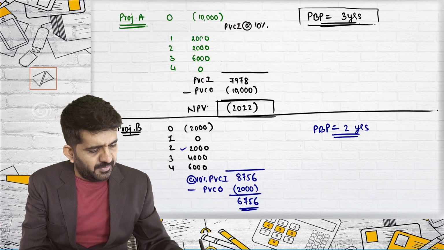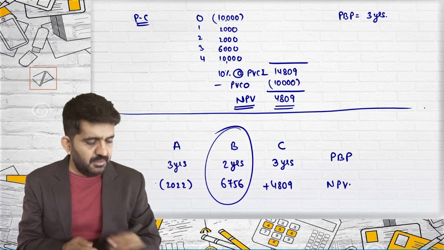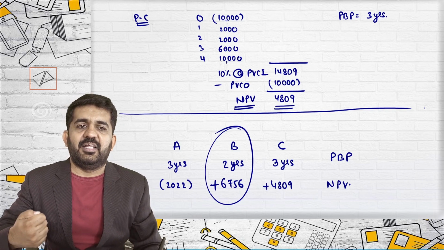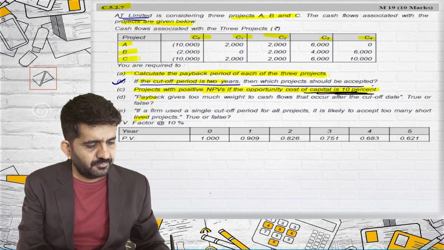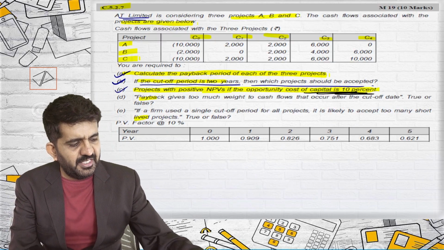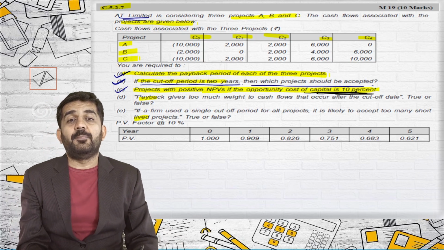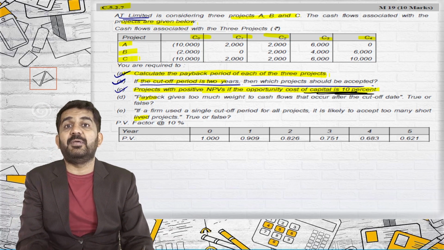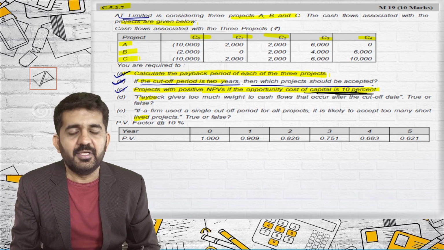Then which project should be accepted? Only one, which is B. It has positive NPV and it satisfies the criteria of cutoff of 2 years. B and C have positive NPV. Please understand, this is a logical understanding of payback period. If you don't know it logically, you will not be able to solve it.